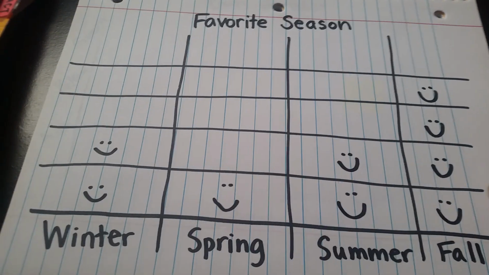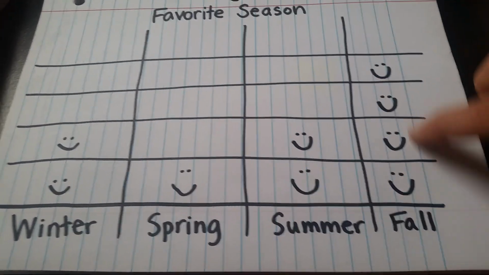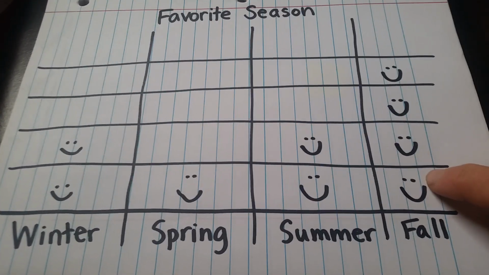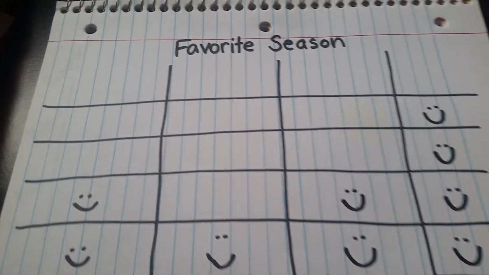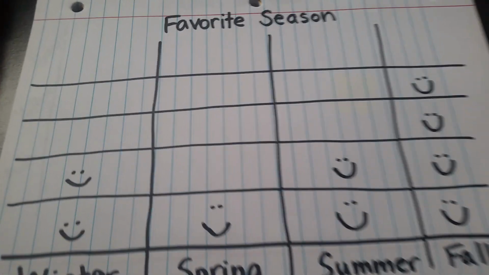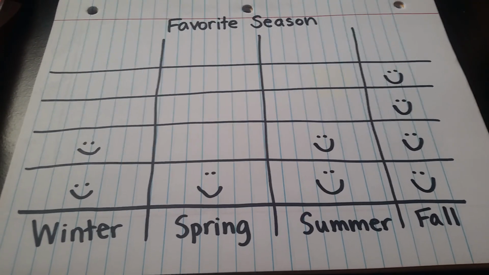So each of these smiley faces represents one person. This is not 4 falls that we see. This is 4 people who like fall. So again, that's why our title's so important. Favorite season is the thing that we're looking at. So it's really important to use graphs to get to know people better and to understand.